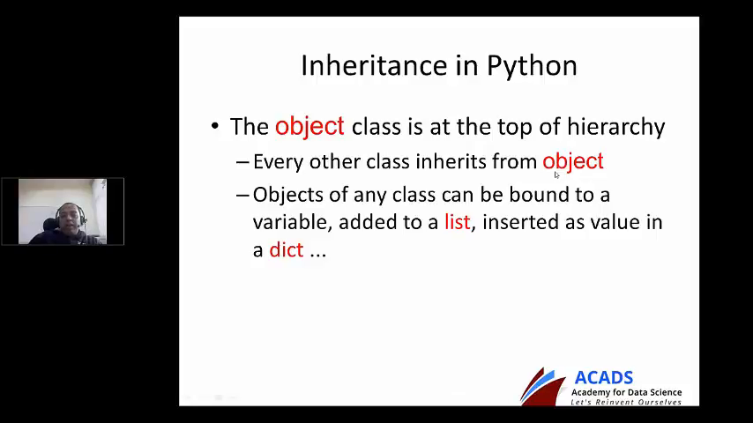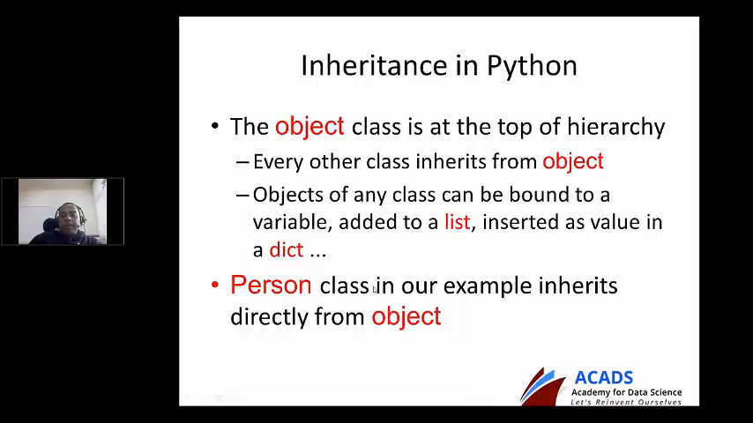So why is this important? Because this is how Python can mix types. Since anything is an object, you can create a list of anything, you can create a dictionary of almost anything, and so on. This is why you are able to create a dictionary which contains numbers as well as strings as well as user defined objects and so on. So person in our example inherits directly from the object.